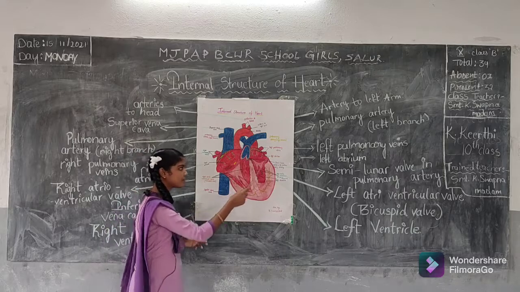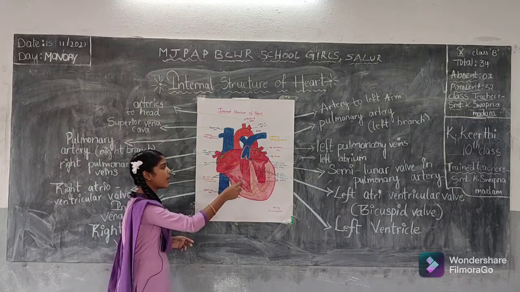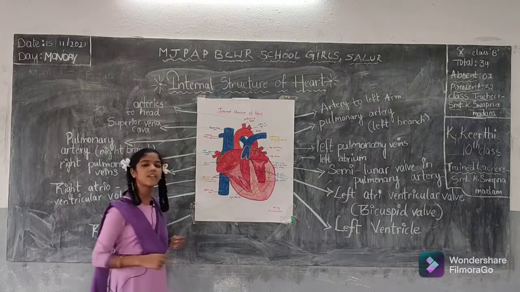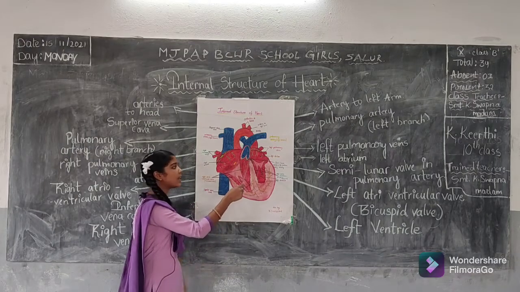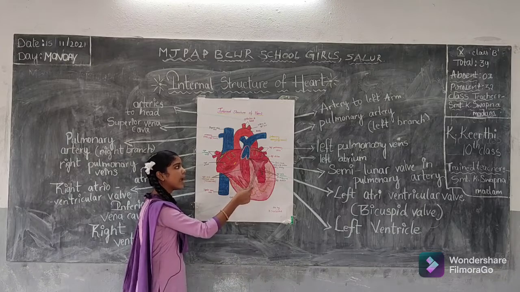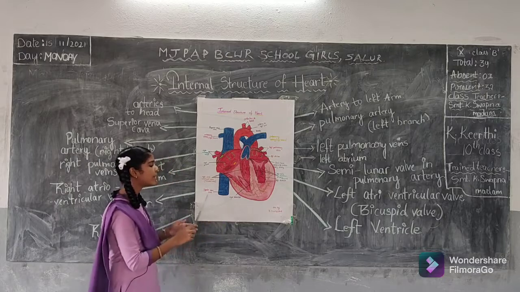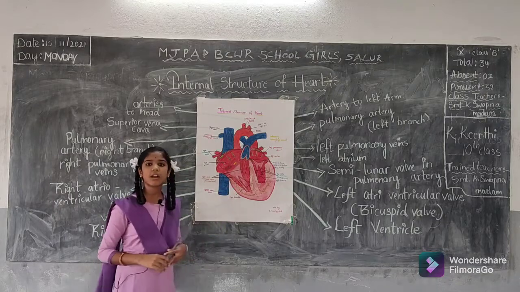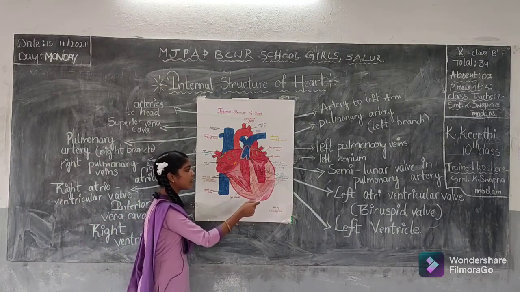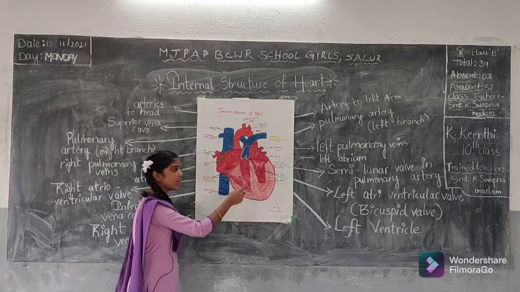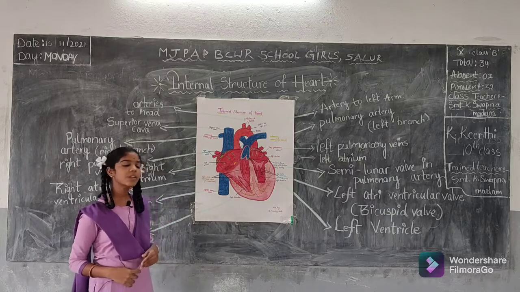Next, the left atrium. The heart is divided into four chambers. These upper two are called atria and these lower two are called ventricles. This is the left atrium because it is located on the left side and the posterior and anterior part of the heart. Hence, it is called the left atrium. Next, the semilunar valve in the pulmonary artery. The valve at the pulmonary artery is called the semilunar valve. Next, the left atrioventricular valve. The valve between the left atrium and ventricle is called the left atrioventricular valve. This is also known as the bicuspid valve.